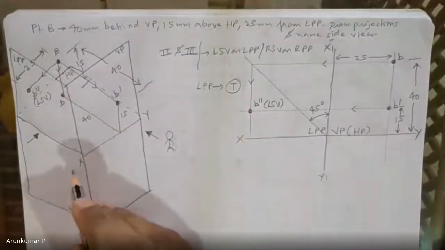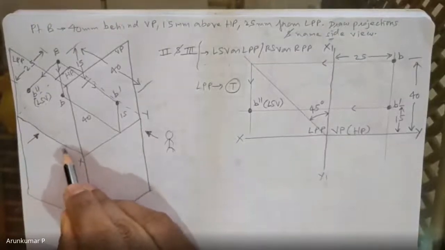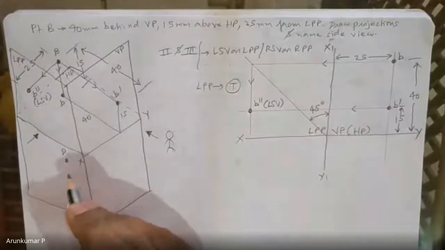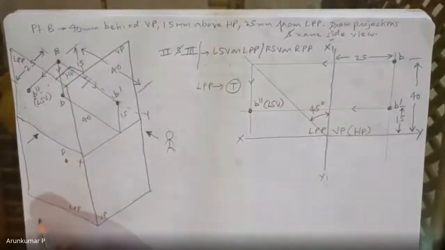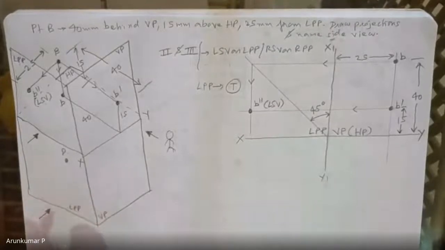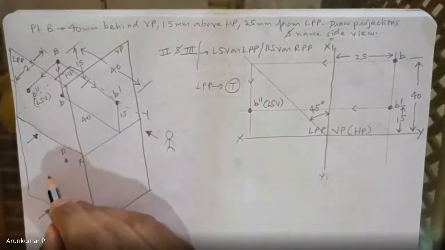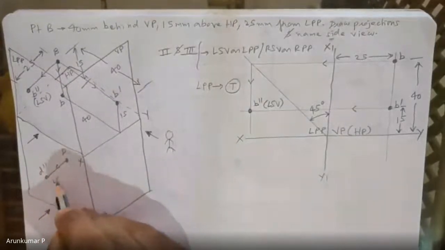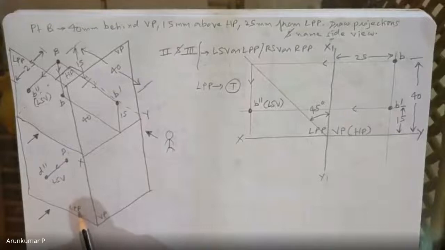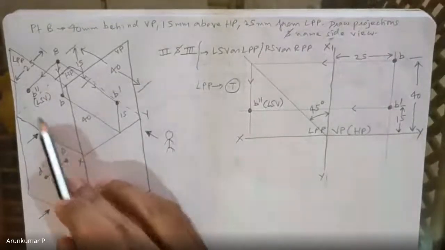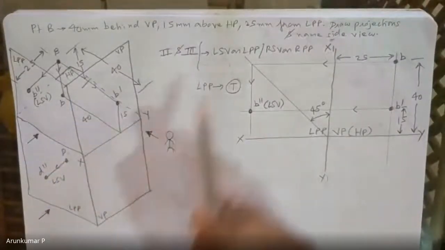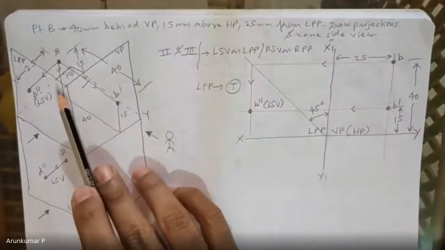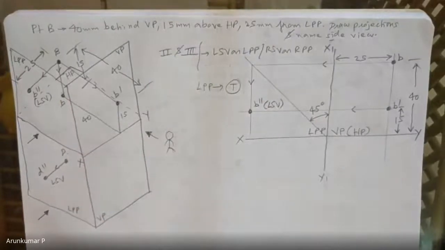So here also, if there is a point here, let us say the point is D. It is below HP, behind VP, and from LPP. So if you want to view the point, you have to look from the left side, and then only you will get a view here, D double dash. This will be a left side view. Left side view on left profile plane, same as what you have done for the second quadrant. That is why this rule, left side view on LPP, right side view on RPP, is applicable for the second as well as the third quadrant.